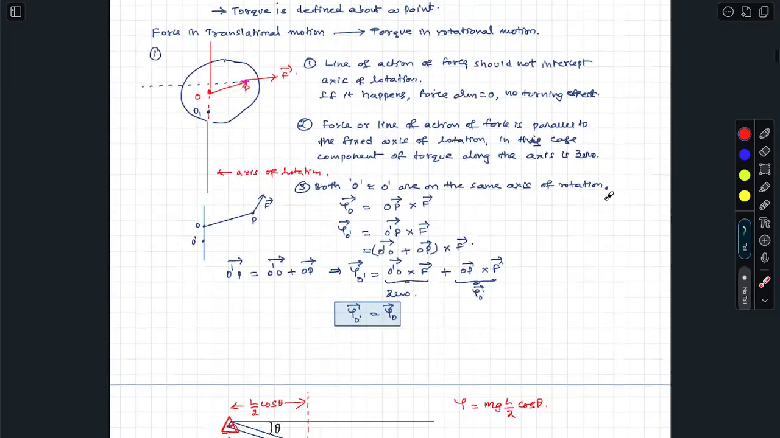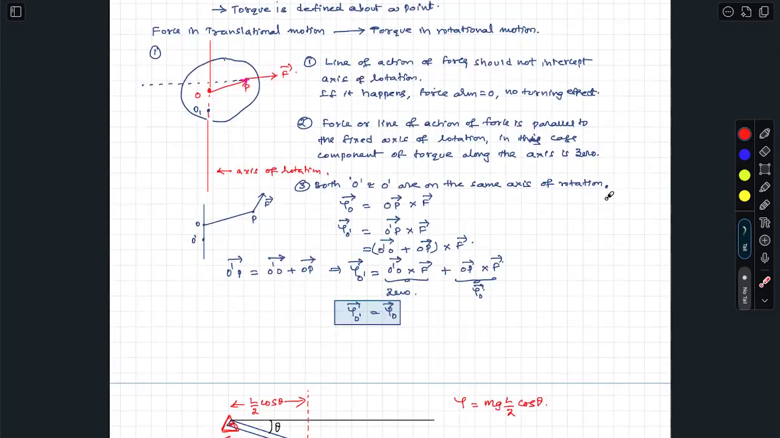Next. Another important point. Suppose the force or line of action of force is parallel to the fixed axis of rotation. In this case, the component of the torque along the axis is zero.